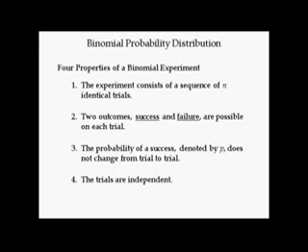Its 4 properties are, number 1, the experiment consists of a sequence of n identical trials. For example, randomly picking 20 male students from the campus directory is a sequence of 20 identical trials. Number 2, outcomes, success and failure, are possible on each trial.